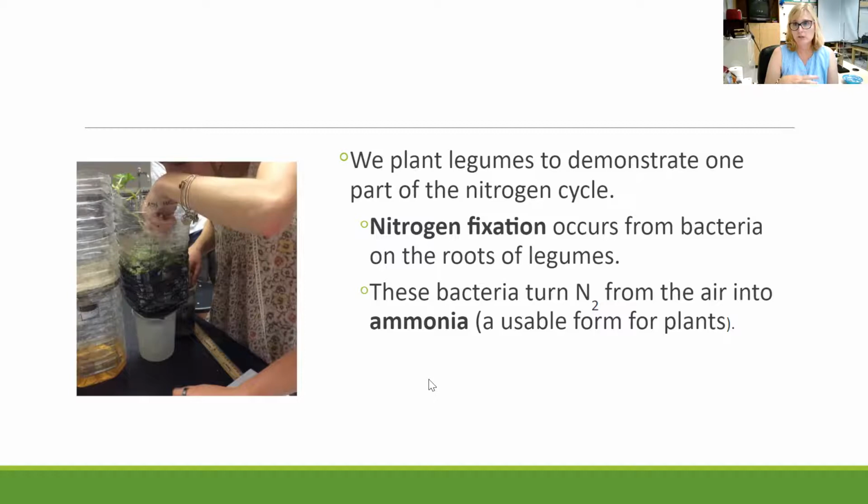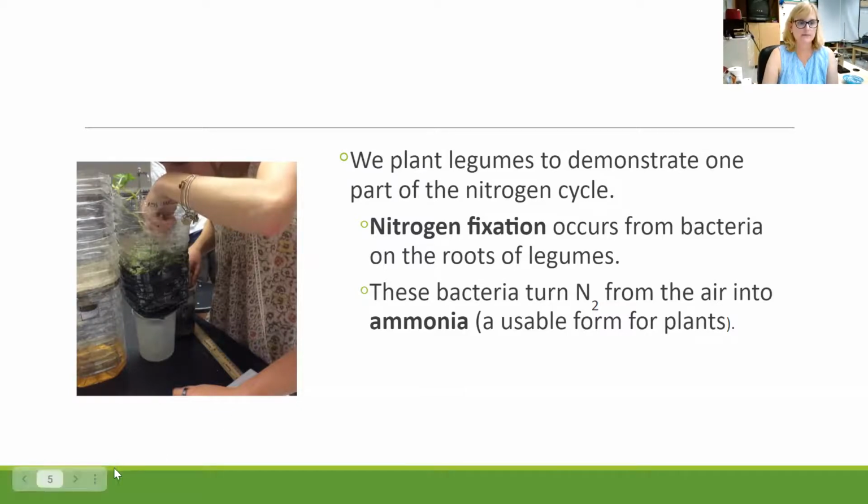Now plants can use ammonia. So ammonia is NH3 or NH4, depending on which version of the molecule. But it has nitrogen in it. And so plants can use ammonia or ammonium, but they prefer nitrates, but they can still use ammonia.